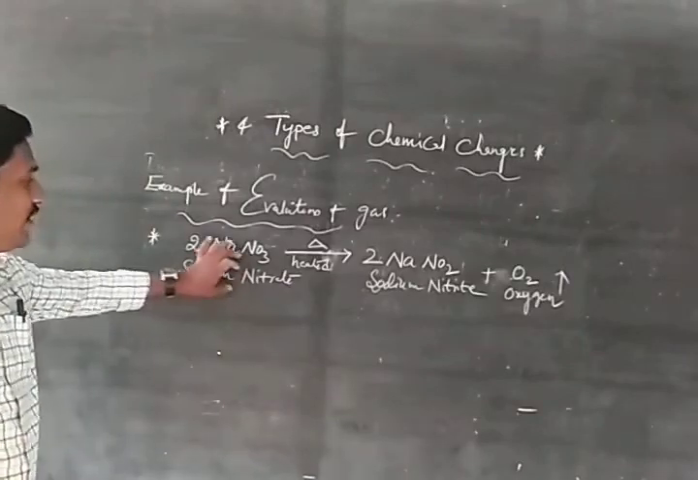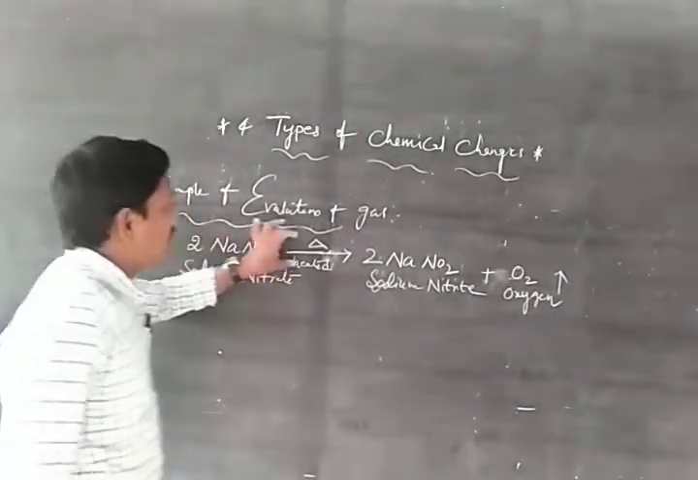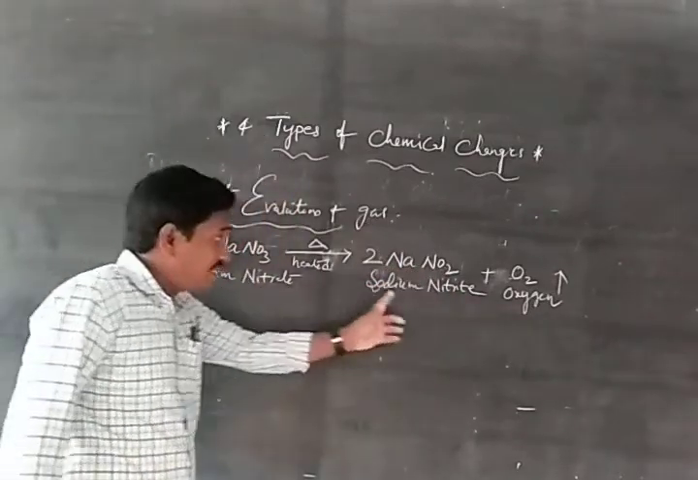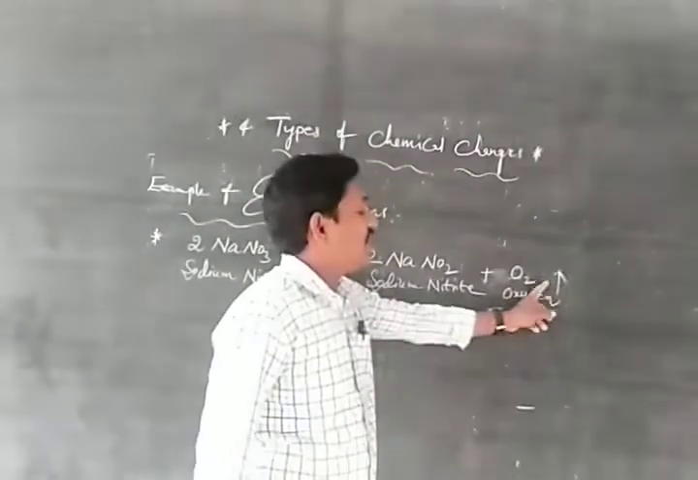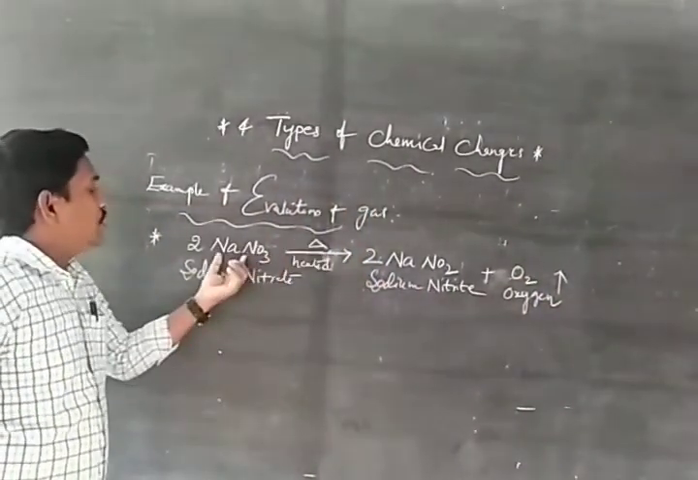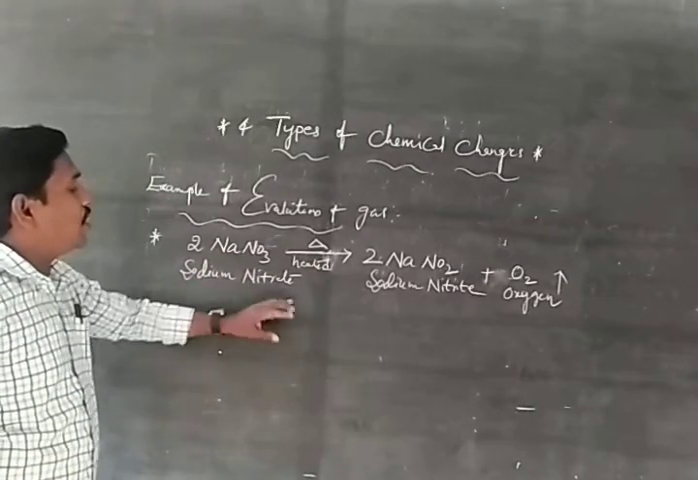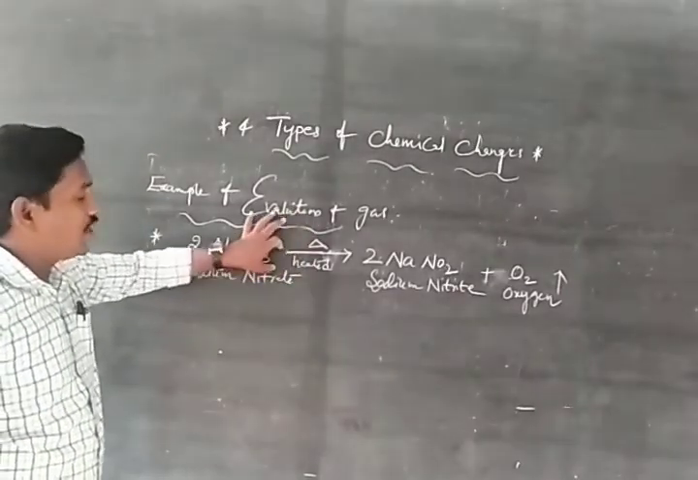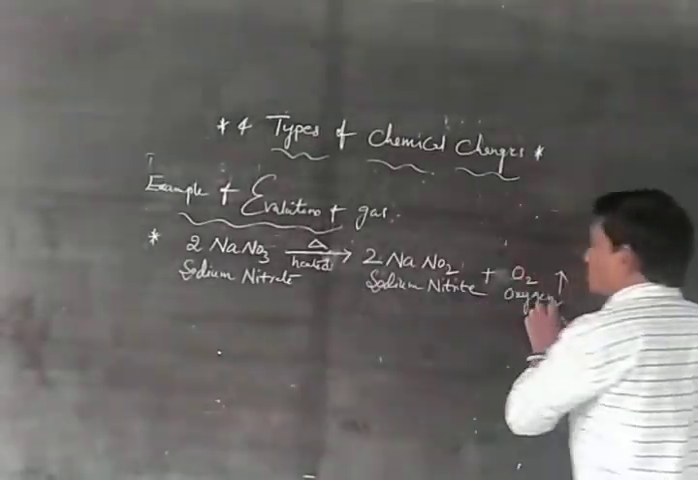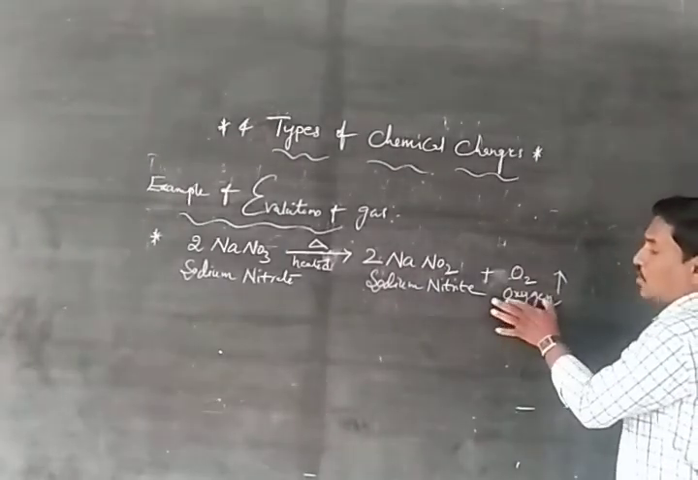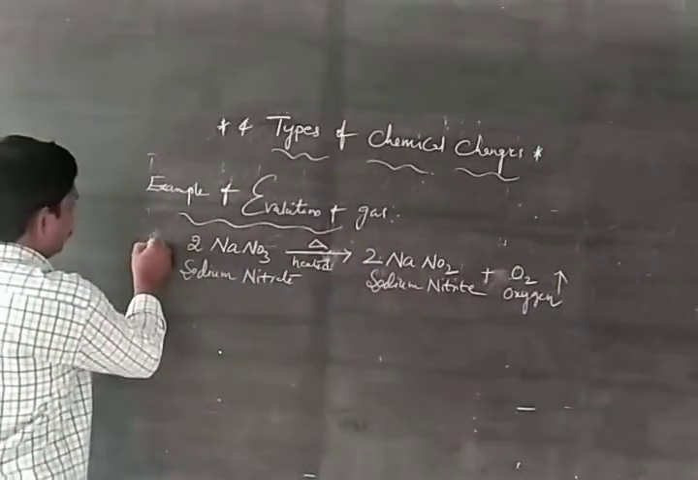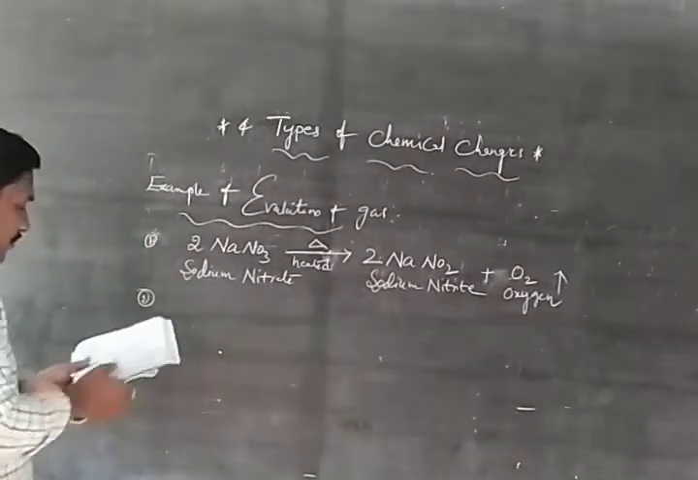When the sodium nitrate crystals are heated, they form sodium nitrite. This is nitrate, but this is nitrite. Plus oxygen is evolved. So by heating the sodium nitrate crystals, sodium nitrite forms and evolution of gas occurs. So oxygen gas is evolved in the reaction. And now the second one.